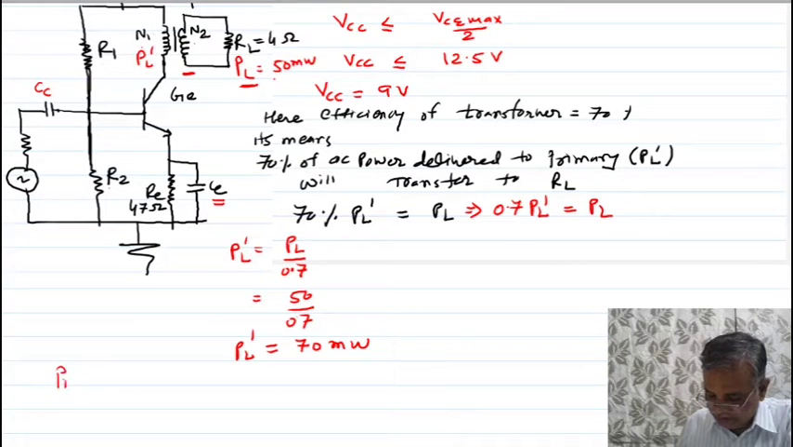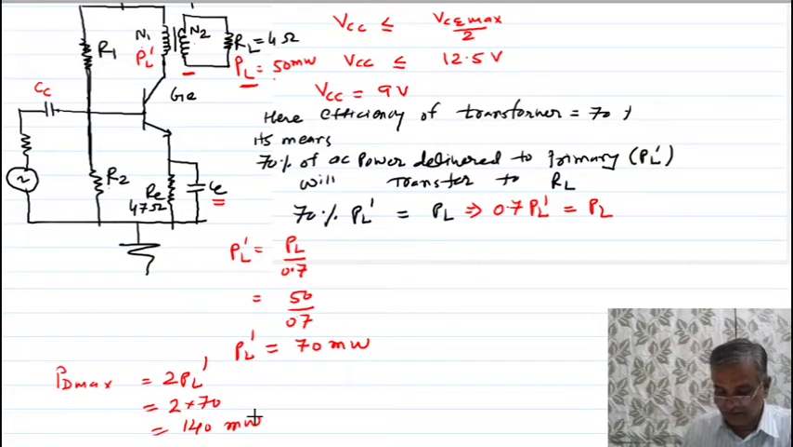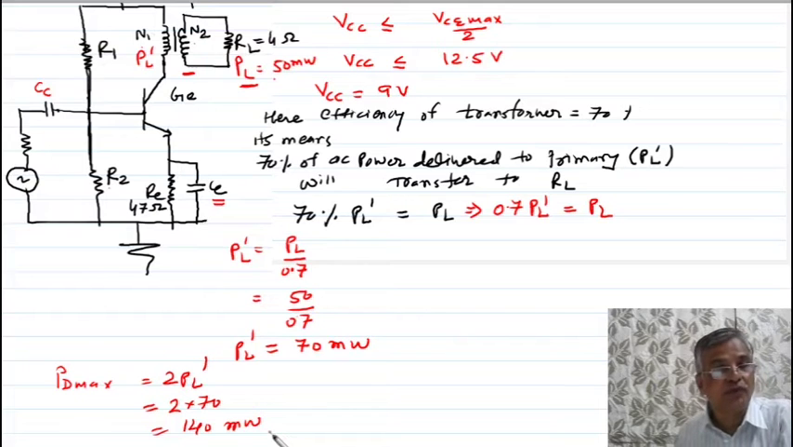Now, what is PD? PD max we know is 2 PL dash. See, this is 2 into 70, which is 140 milliwatt. Remember, in the quiescent condition, the power dissipation in the transistor is 140 milliwatt. This should always be less than PT.